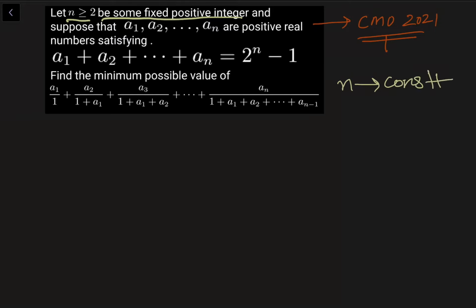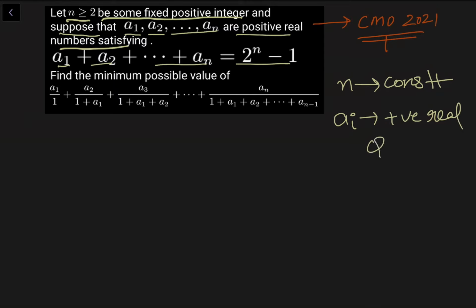Well and fine. Then it says that suppose that a1, a2 till an are positive real numbers satisfying a1 plus a2 till an is equal to 2 raised to power n minus 1. So he is saying that ai is a positive real quantity. Well and fine. And one more thing, he gave us one equation, that is a1 plus a2 till an is equal to 2 raised to power n minus 1.